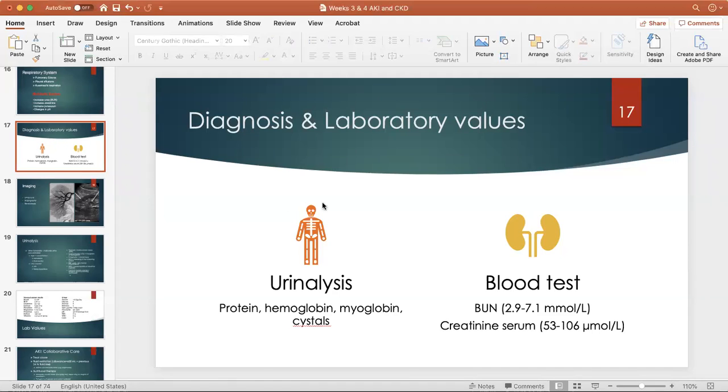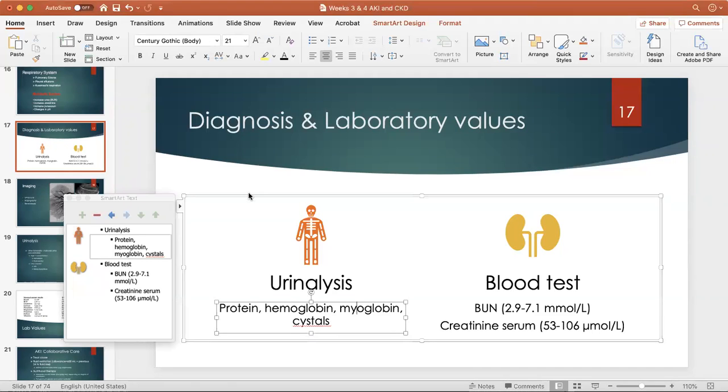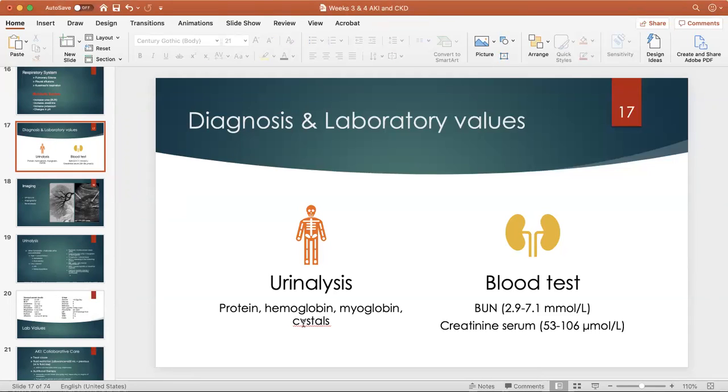And we've talked a lot about what we're looking for here. In the urinalysis, we're looking for anything that shouldn't be there, that is there. So your protein, hemoglobin, myoglobin, crystals, casts, any sediment or what have you that should not be in the urine that is there. And then in the blood work, this is going to tell us what is in the blood that should have been excreted by the kidney, in the urine.